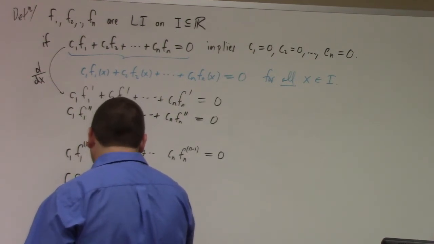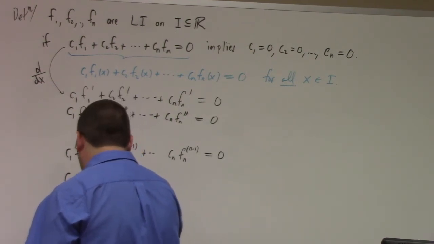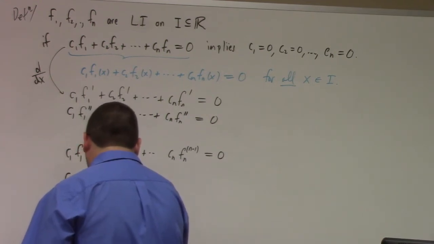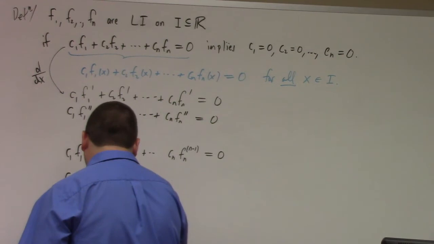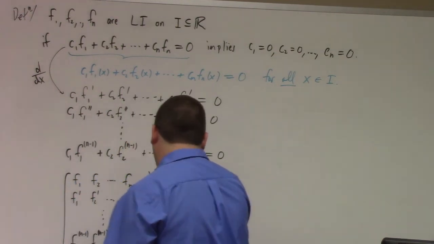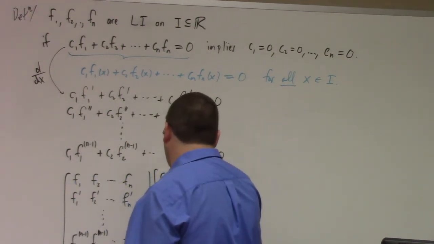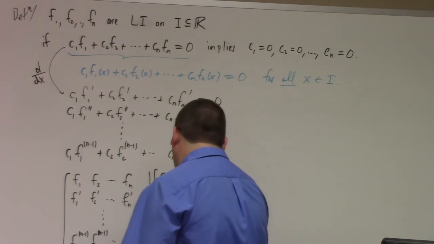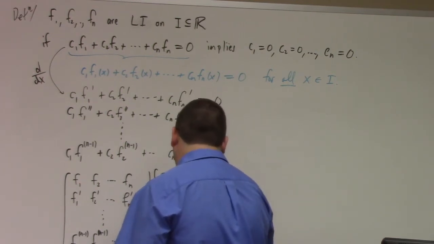Anyway, if you look at this, you'll get an n by n matrix. Don't worry, I'll do some examples that'll make it better, I think. And it's basically this n by n matrix times this column vector is equal to 0.